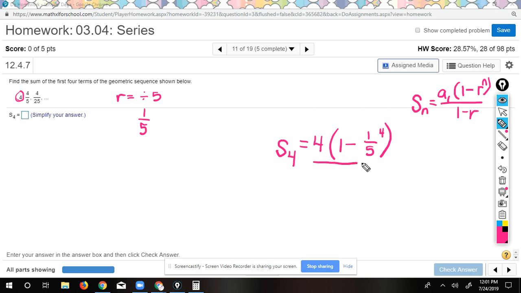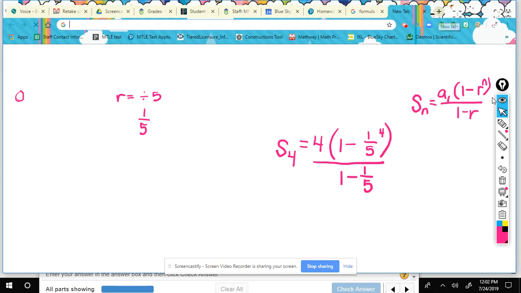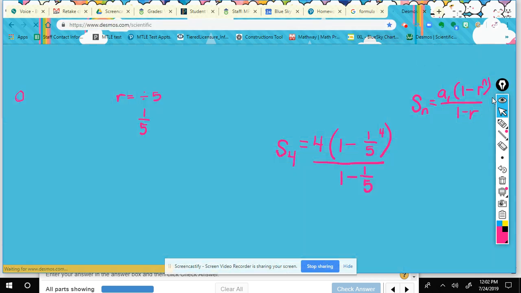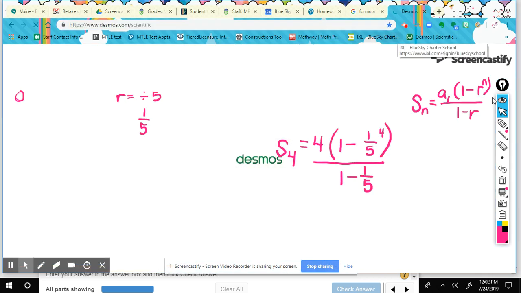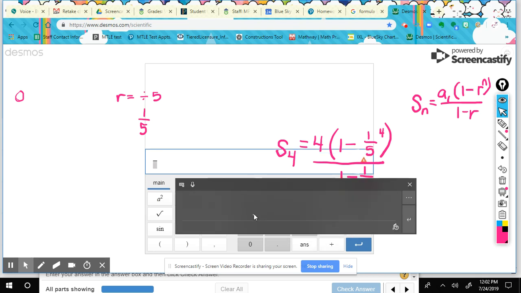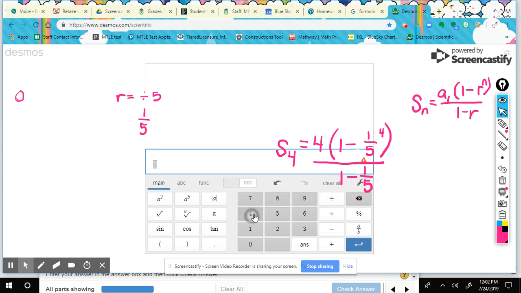This is going to be a great one for Desmos. Okay, so let's go to Desmos here. I'm going to just go to my Desmos calculator. I love me some Desmos. Super helpful, desmos.com. Lets you type it in. Okay, so here's the fraction. I'm going to do that part first. Oops, not that. Oh, it's being difficult there.